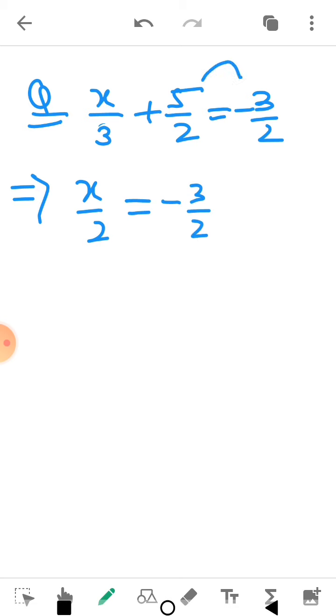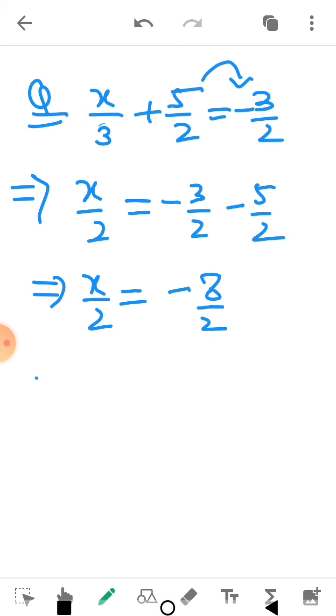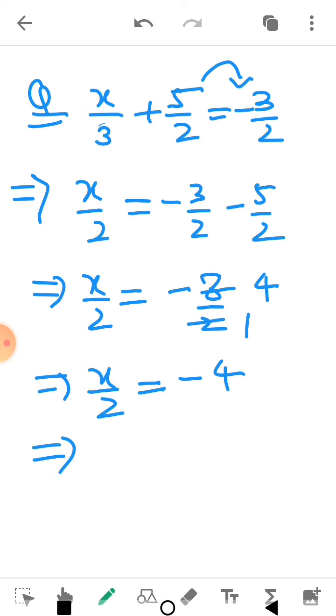5 upon 2 goes to the right side, becomes minus 5 upon 2. Now, minus minus, what do we operate? We have to operate addition, not minus, not plus. If we get two minus signs, we have to add. Then 3 and 5, total is 8 upon 2. x upon 3 is equal to minus 4. Okay, 2 ones are 2, 2 fours are 8, 4.